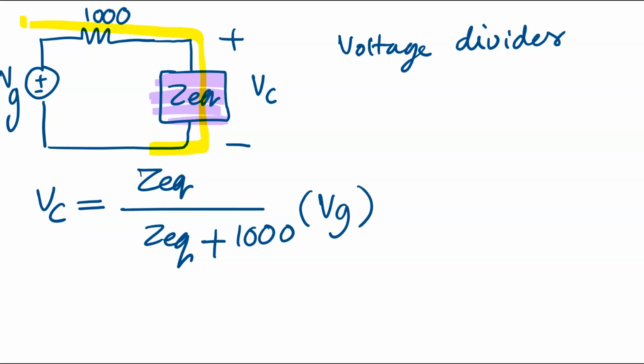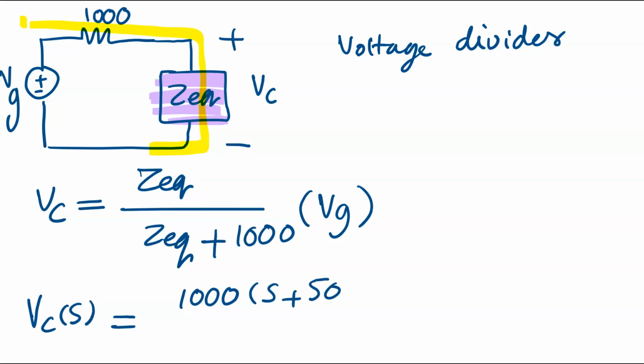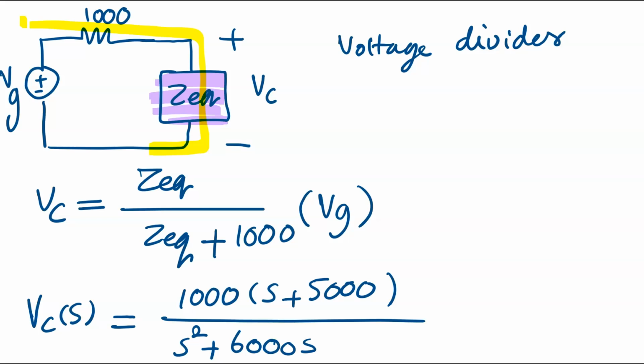Now I have my Z equivalent. If I replace Z equivalent in this equation, I'm going to have VC of S as 1000 multiplied by S plus 5000, over S squared plus 6000 S plus 25 multiplied by 10 to the 6, multiplied by VG of S.